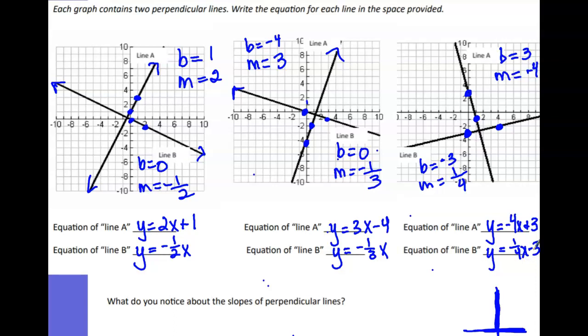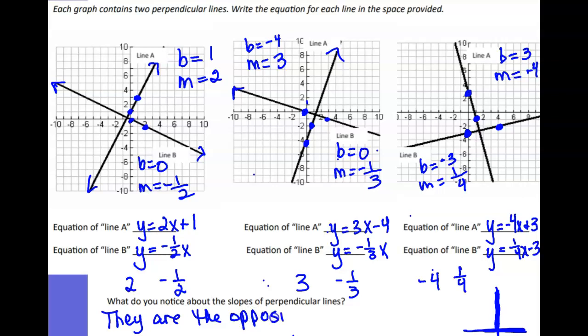All right, so what do we notice about the slopes of all of these? The first example, we had a slope of 2 and a slope of negative 1/2. The second example, we had a slope of 3 and a slope of negative 1/3. And the third one, we had a slope of negative 4 and a slope of positive 1/4. So what we notice about the slopes of perpendicular lines is that they are the negative reciprocals, or the opposite reciprocals.